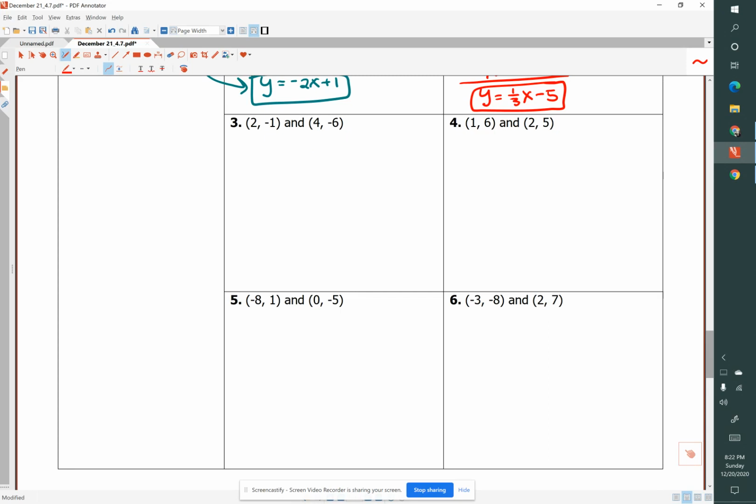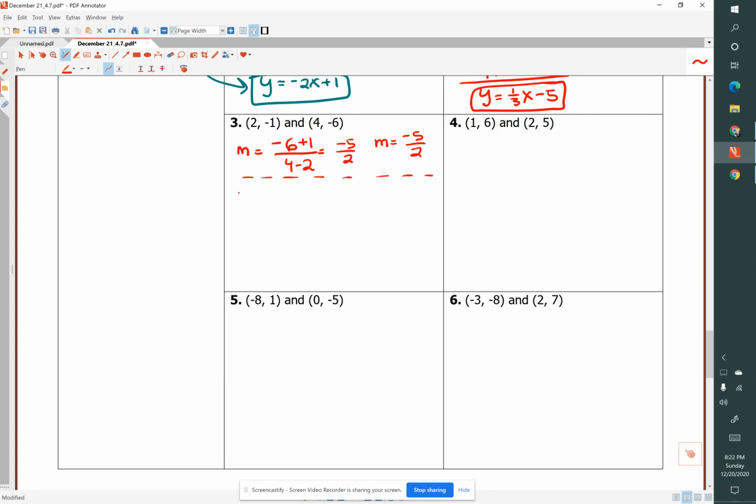Okay, I'm going to work number 3 now. First, we need to find the slope. So m equals negative 6 minus 1 minus negative 1 is plus 1, divided by 4 minus 2, which would equal negative 5 over 2. So our slope, our m, equals negative 5 over 2.